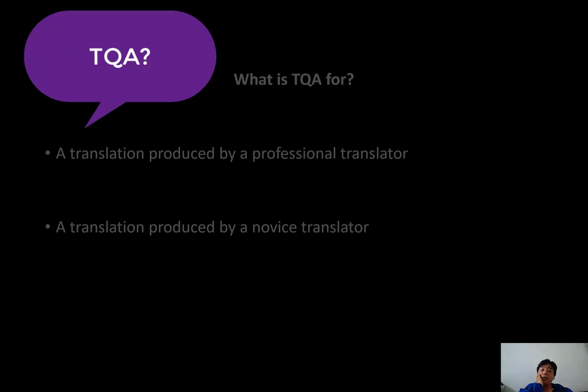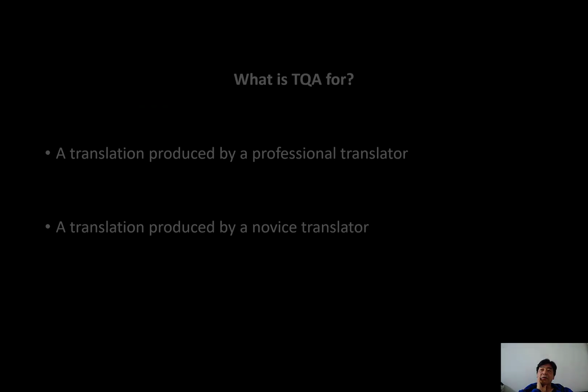So what is TQA? Well, TQA stands for Translation Quality Assessment. And there are various ways of defining it, but in my view, it can be defined from perspectives of purpose. And there could be two purposes. One is a translation produced by a professional translator, which is evaluated by a client or other stakeholders for quality assurance purposes. And the second type could be a translation produced by a novice translator and for the purpose of developing their translation competence.